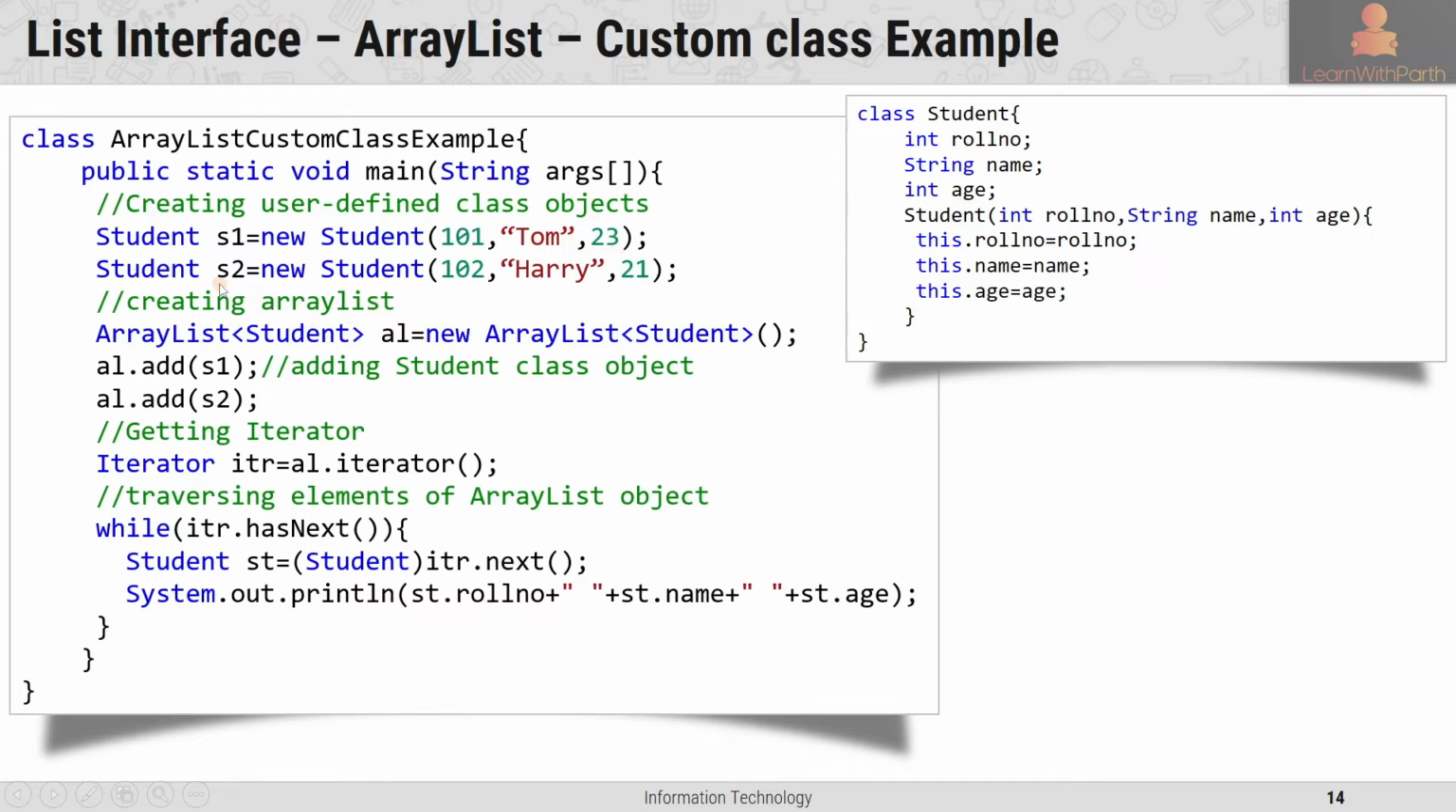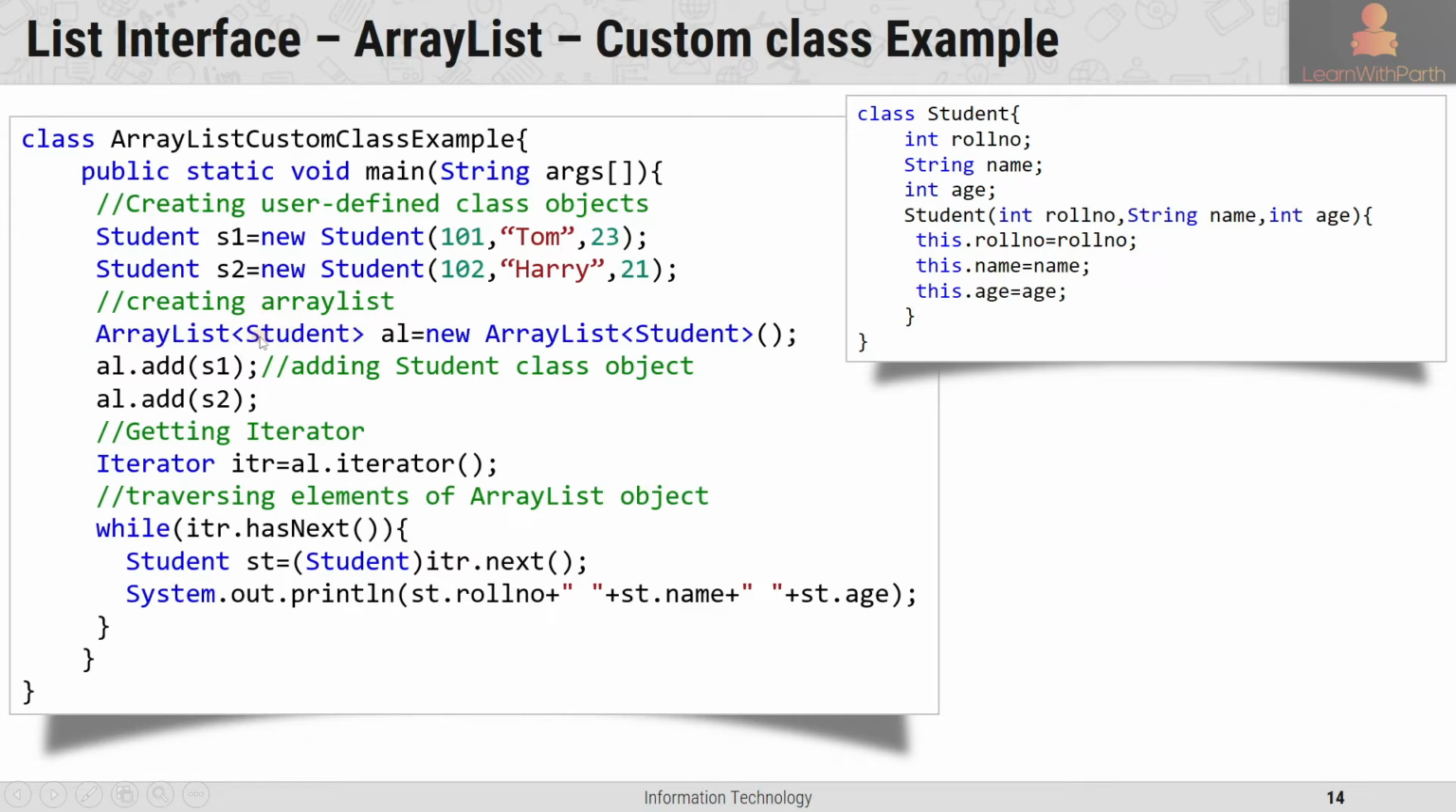Similarly, s2 has been created with the values 102, Harry, 21. And then we are creating the object of the array list where the generic argument that I'm specifying is of type Student.